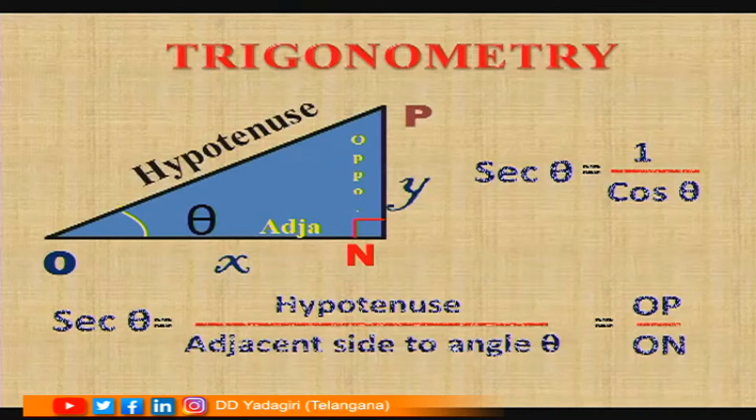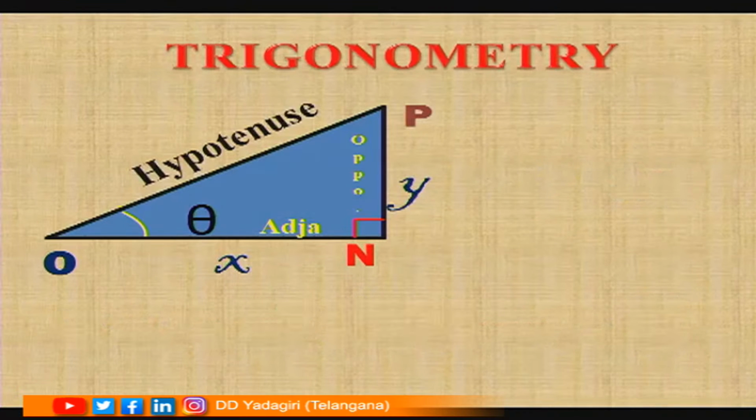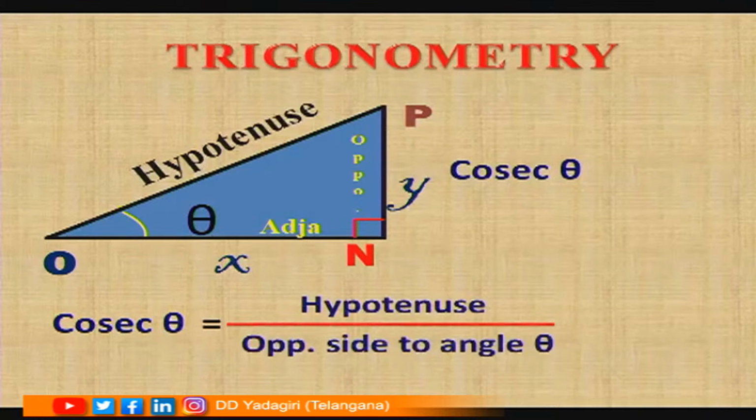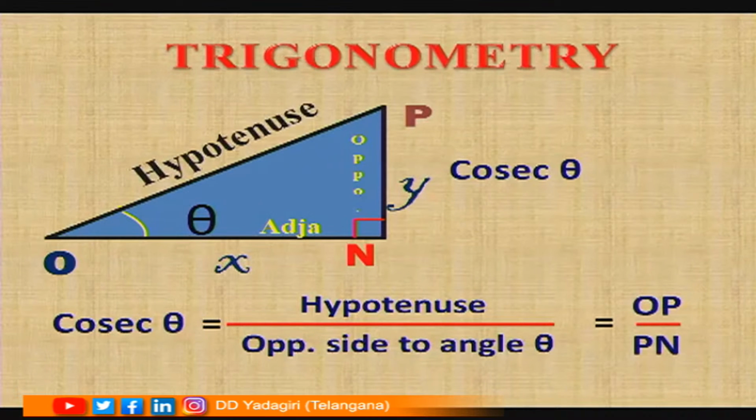Now, we will go on to another one, that is cosec theta. Cosec theta is equal to hypotenuse by the opposite side to the angle theta, that means it is OP by PN. You are able to see this is like a reciprocal of sin theta, that means cosec theta can be written as 1 by sin theta, is it right?